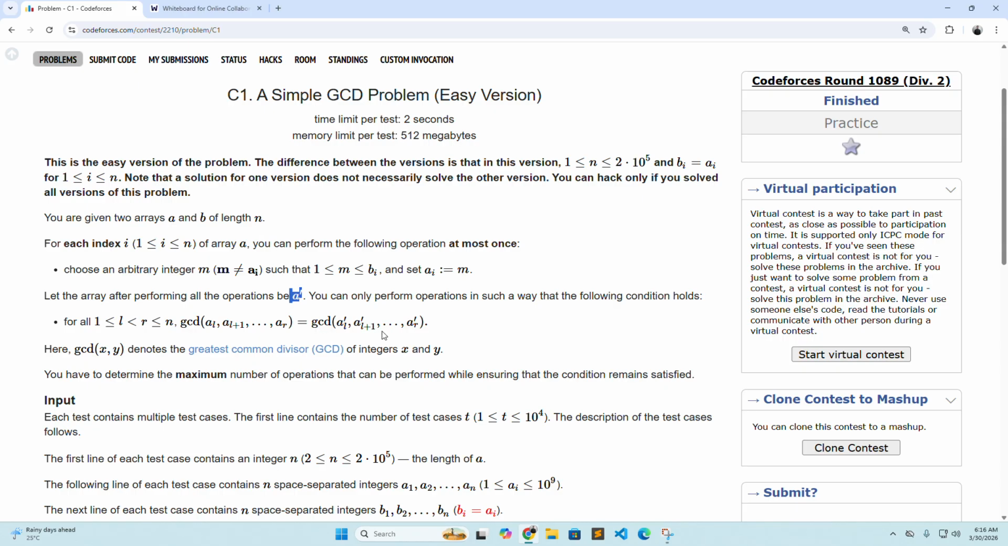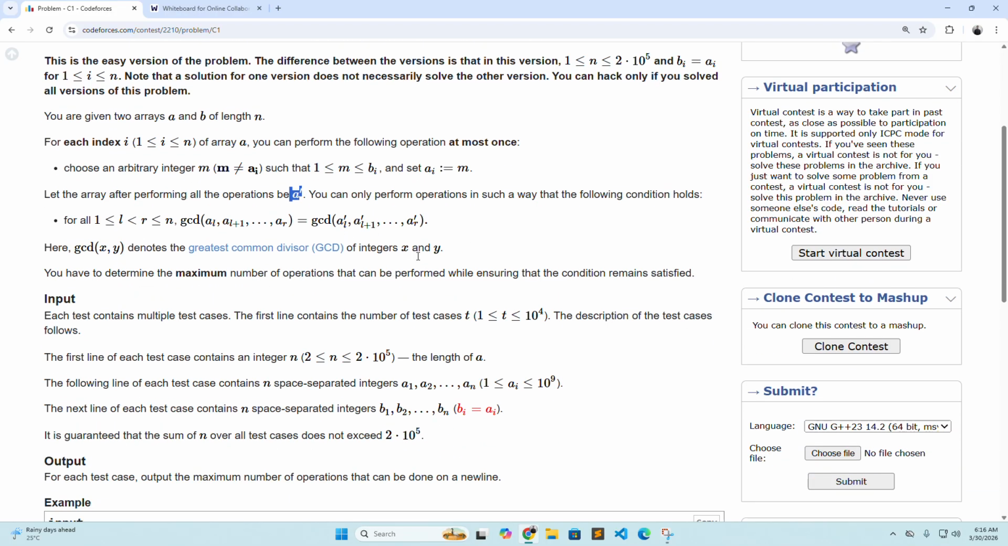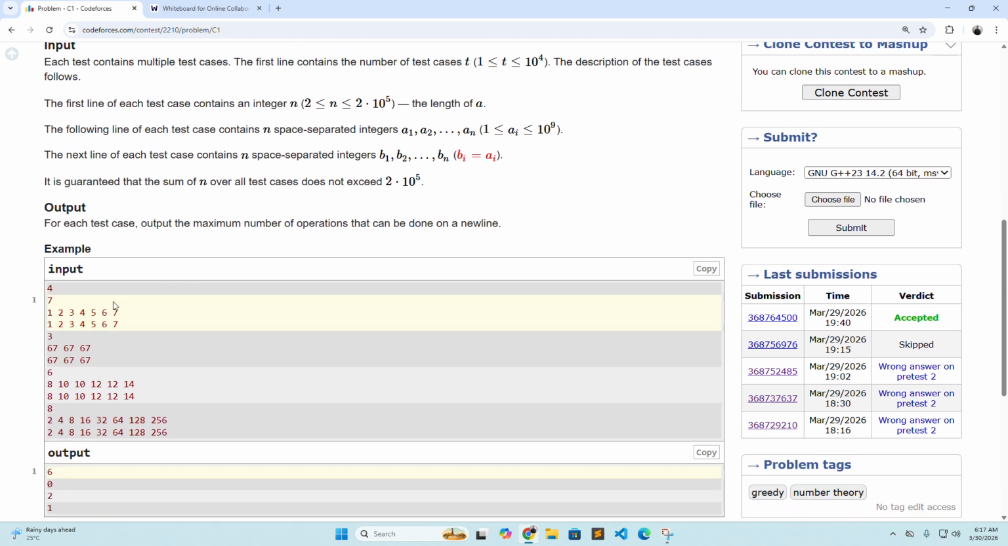After changing the array, the GCD of a subarray must be equal to the GCD of the same subarray which was before changing the array. GCD of x y, greatest common divisor. We have to determine the maximum number of operations that can be performed while ensuring that the condition remains satisfied.